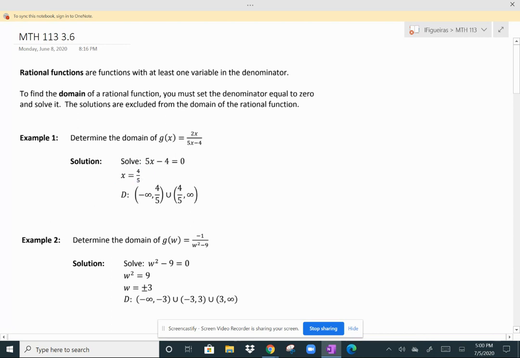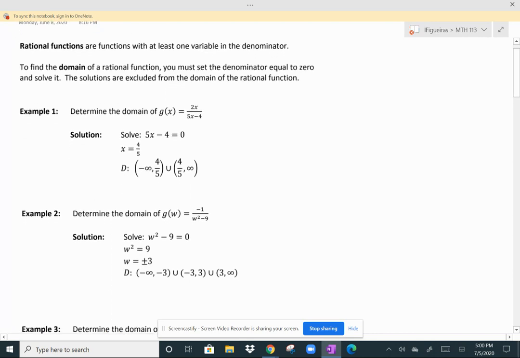The way you express that in interval notation is negative infinity to 4/5, union 4/5 to infinity. And for both of those intervals, you need to have parentheses around them, not brackets, because you do not want to include 4/5 in the domain, because at 4/5 it would be undefined.